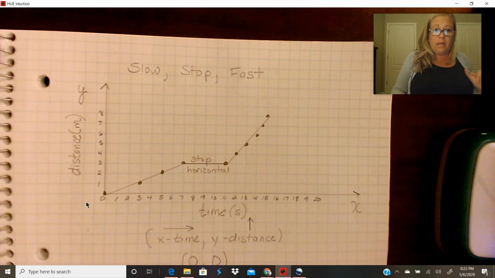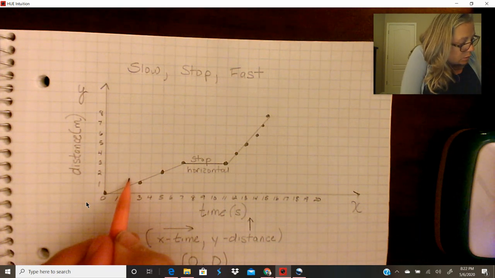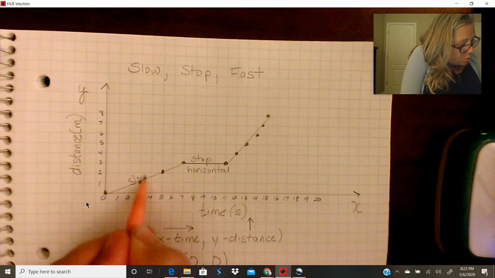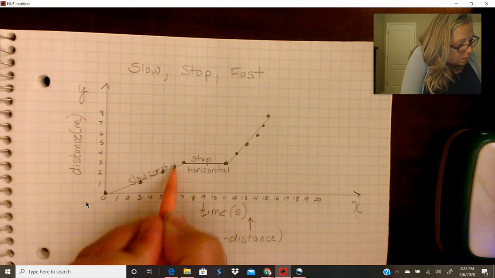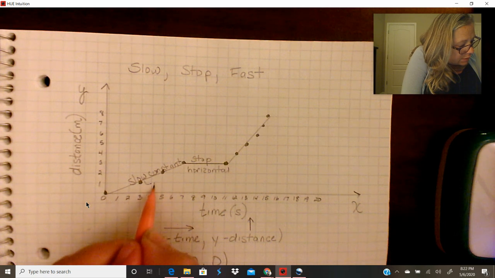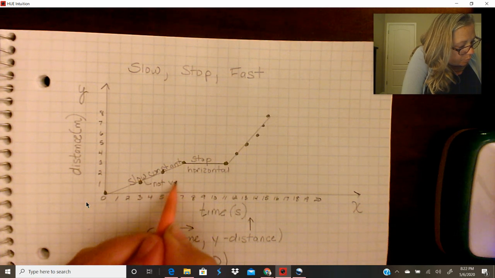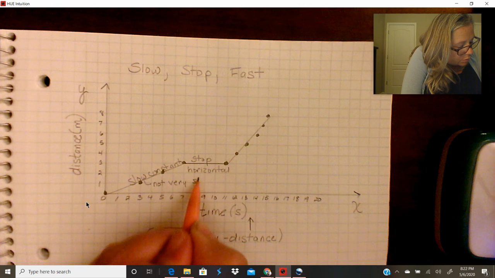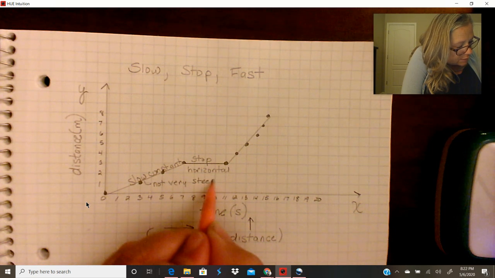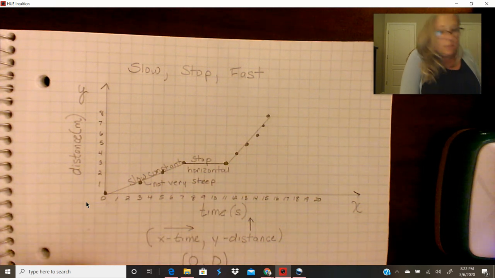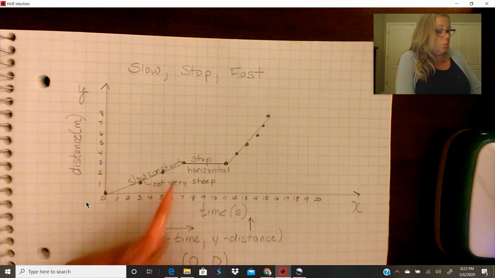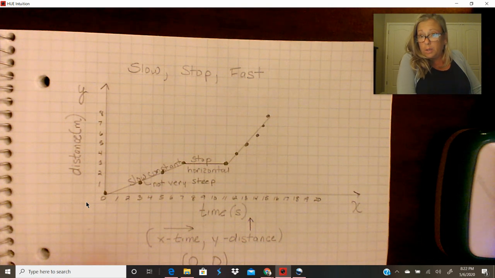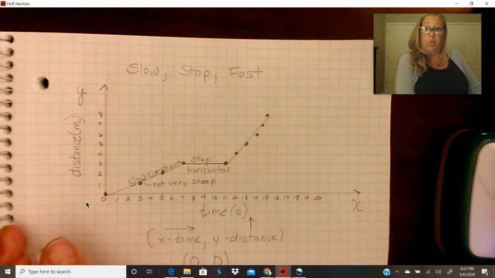All right. And then over here, we have a slow constant. And we know that it is slow because it's not very steep. The slope of the line is not very steep. And that is a trend that we can spot anytime to see the speed of something. If you see a diagonal that's like a baby roller coaster hill instead of a big steep one, then you know that you're going at a slower speed.